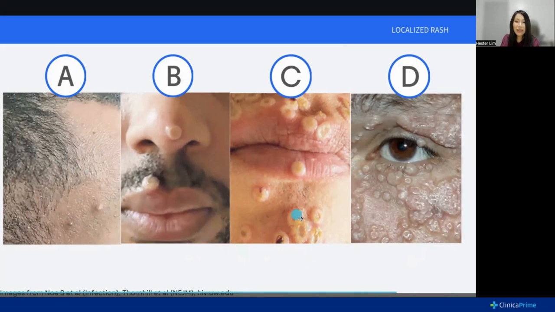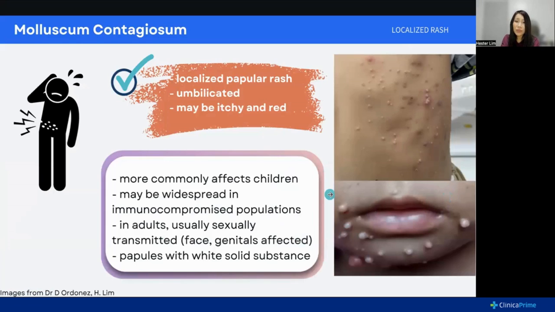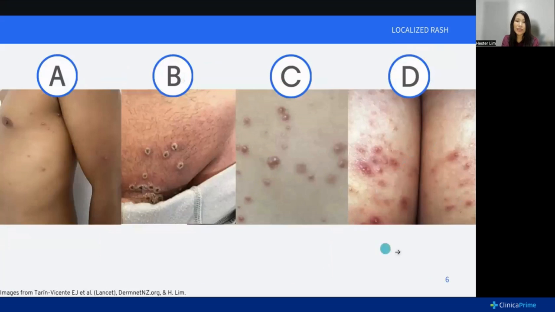And we have these umbilicated lesions. Now in D, we still see umbilicated lesions, which are classic. This is also molluscum in an immunocompromised host as well. So molluscum contagiosum is the classic umbilicated rash in dermatology, actually. You'll see a localized papular rash, very often itchy and red, and it commonly will affect children, but it can be very widespread in immunocompromised populations. And in adults, very often this will be sexually transmitted. So this can show up on the face and genitals, very much like Mpox. But these present with papules that have a solid white, almost like a keratinous substance when these are squeezed out.